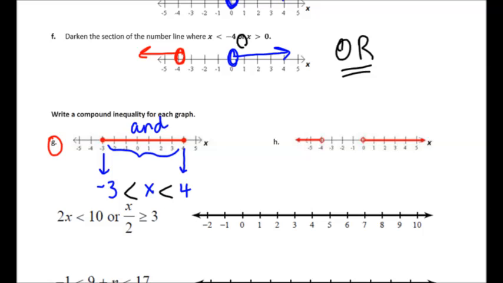But we have to look at this. This is a closed circle, so it's equal to. This is a closed circle, so this is equal to. So what this line is saying is -3 is less than or equal to x. X is less than or equal to 4.